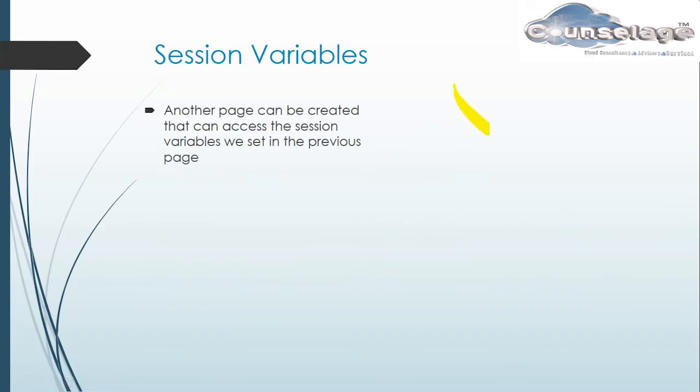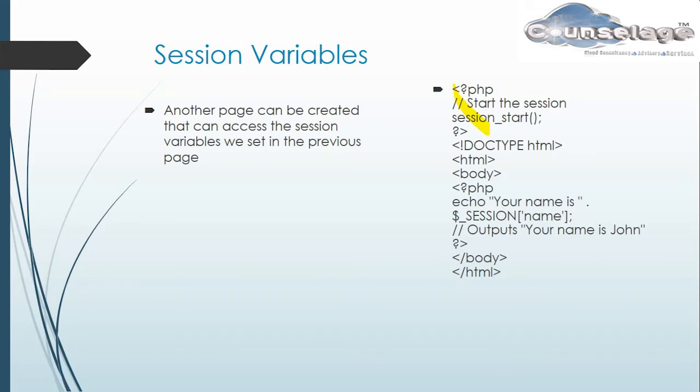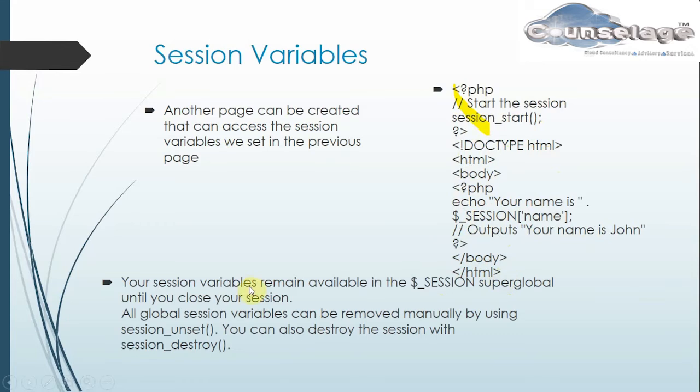Session variables. Another page can be created that can access the session variables we set in the previous page. That is, PHP start the session by using the session_start function, and then your HTML continues by adding the header, doctype HTML, HTML tag, body tag, start your PHP and print "Your name is", then $_SESSION name, output will be what? John. And body tag close and close HTML tag. Your session variables remain available in the $_SESSION superglobal until you close your session. All global session variables can be removed manually by using the session_unset function.